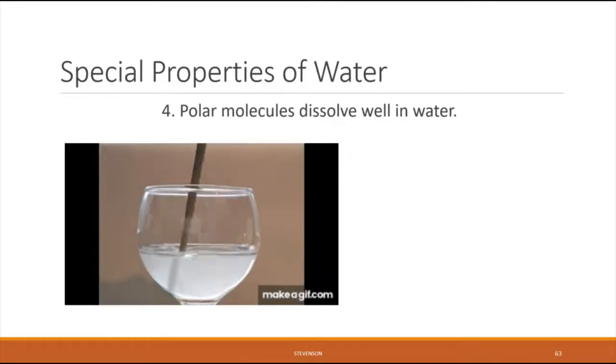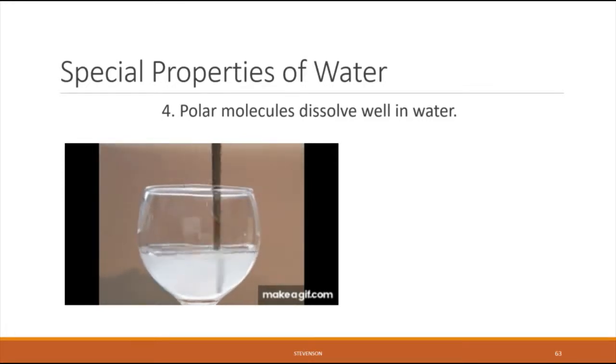Fourth property is that polar molecules dissolve really well in water because water itself is polar. What you can see in this animation right here is a person dumping some salt into a glass of water and then stirring it up. And you can see that after a few seconds of stirring, the salt begins to dissolve and disappear, and the water will look clear. You can't even tell that the salt is in there because it has been dissolved.